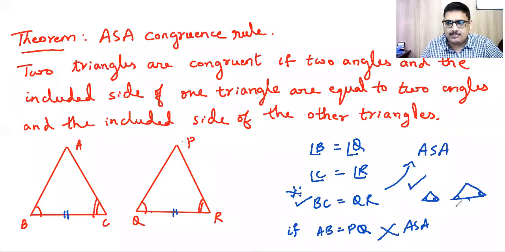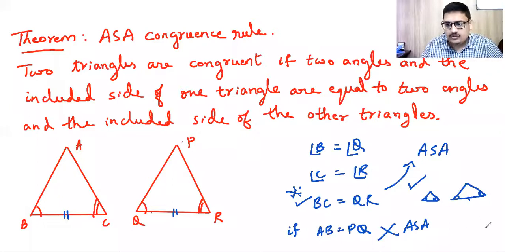You maintain the shape of two triangles, but make one bigger. You make one triangle bigger, then the sides will change, right? So it is not that if two corresponding angles are equal, then the included side must be equal by default. Need not be. That is why triangles require very good imagination.